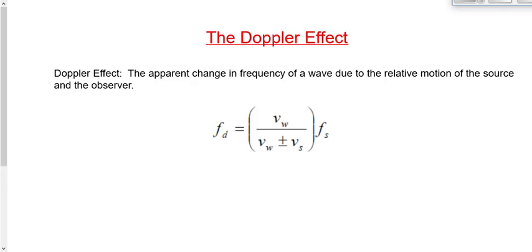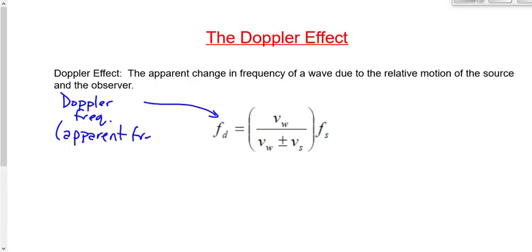Let's identify what some of these variables mean. FD, that's going to be a frequency, right? We call that the Doppler frequency, or the apparent frequency, the frequency that we think we hear. Not the real frequency, but the apparent frequency. Remember in the video, Sheldon said that the Doppler effect is the apparent change in frequency. This is the apparent frequency, the frequency that we hear versus the frequency that's actually produced. And the units for that are going to be hertz, of course.